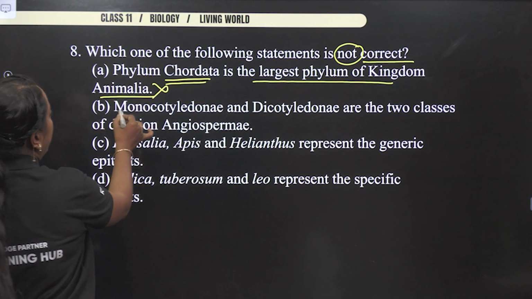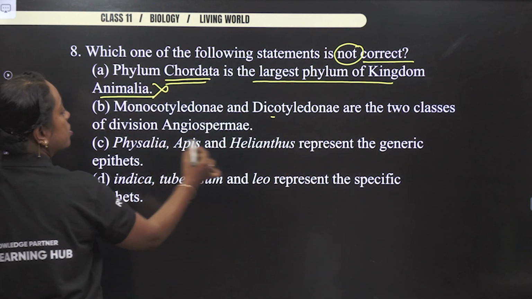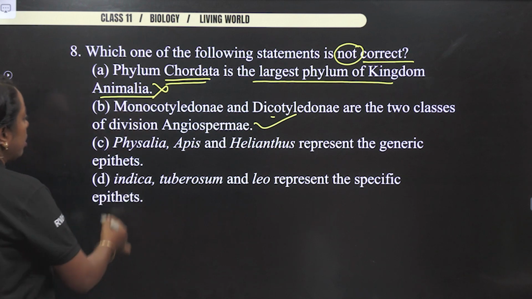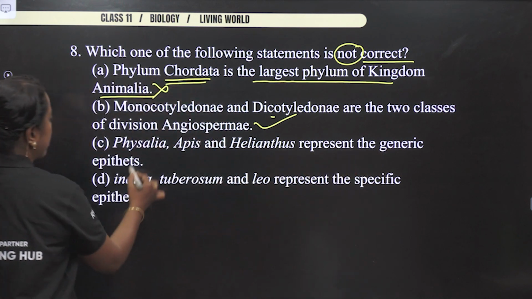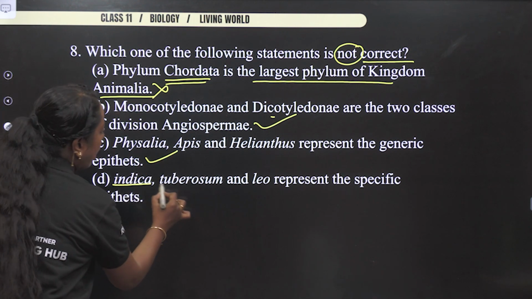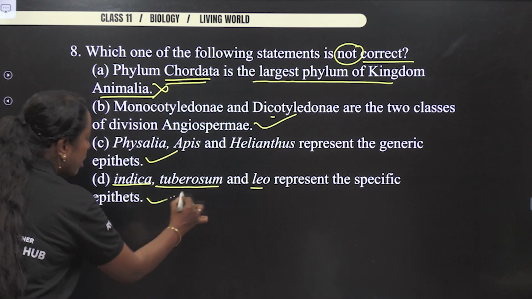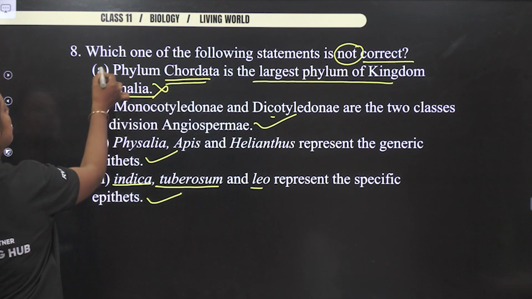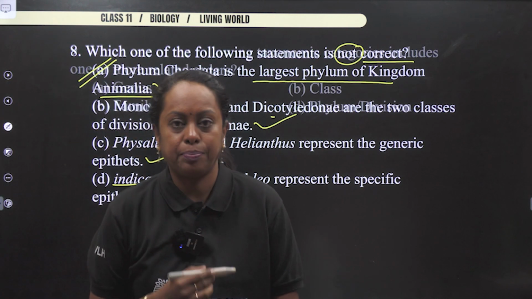not correct. Monocotyledon and dicotyledon are the two classes of the division Angiospermae, correct. Physalia, Apis and Helminthes represent the generic names. That's also correct. Now, indica, tuberosum and leo represent specific epithets. It's also correct. So the incorrect one is option A. So thereby our answer becomes option A.